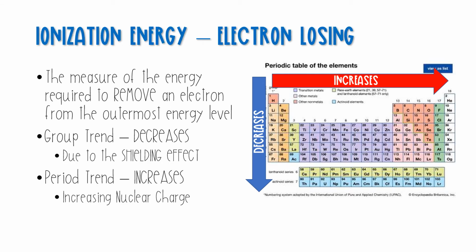Ionization energy is electron losing. It is the measure of the energy required to remove an electron from the outermost energy level. As you go down a group, the trend is that it decreases, and that is due to the shielding effect, and we'll discuss that on the next slide. As you go across, you have the nuclear charge, which is increasing, and this supports the idea that metals like to lose their electrons. The energy required to remove an electron from atoms on this side of the periodic table is a lot less than it takes to remove an electron from this side of the table, which are nonmetals.